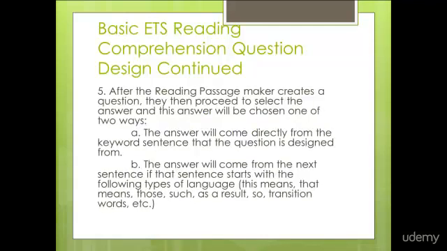And after that, they proceed to select an answer. The answer is either going to come directly from the keyword sentence, or it's going to come from the next sentence, if the next sentence starts off with that kind of magical language: this means, that means, those, such as, as a result, and so forth. When you see that language after the keyword sentence, that's where the answer actually is. This is where they get answers for the TOEFL questions. It's going to come from that keyword sentence that they make the question from, or the next sentence, depending on if that next sentence has connecting language.